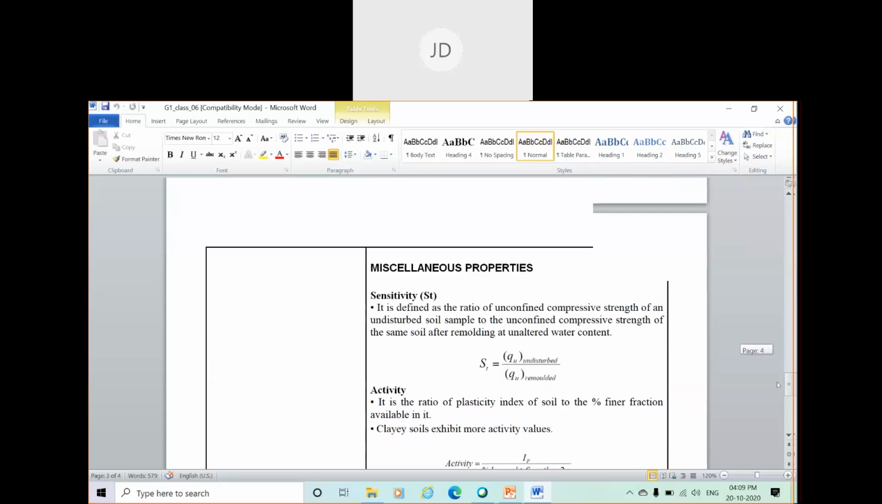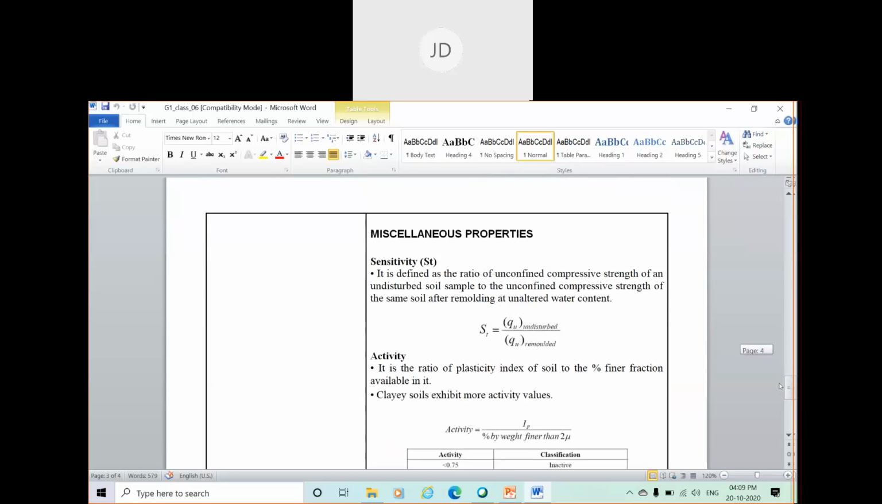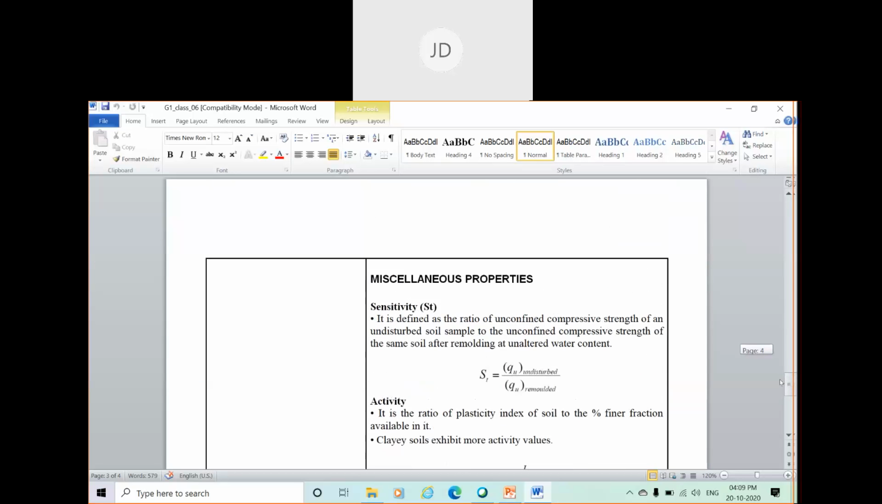Now we'll discuss some miscellaneous properties. We only need some basic introduction of that, so I will not go in depth, but you have to be aware of this. Sensitivity and activity are properties of fine grained soil. First of all, this is a relation that usually comes in exams.